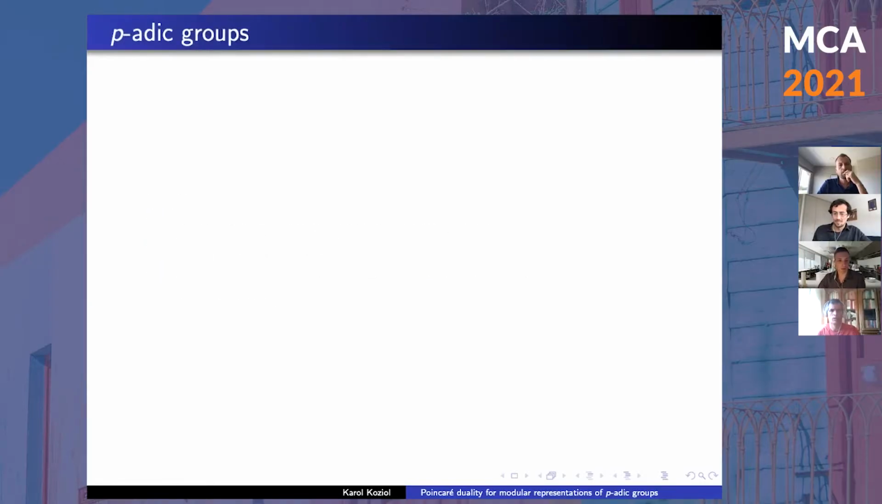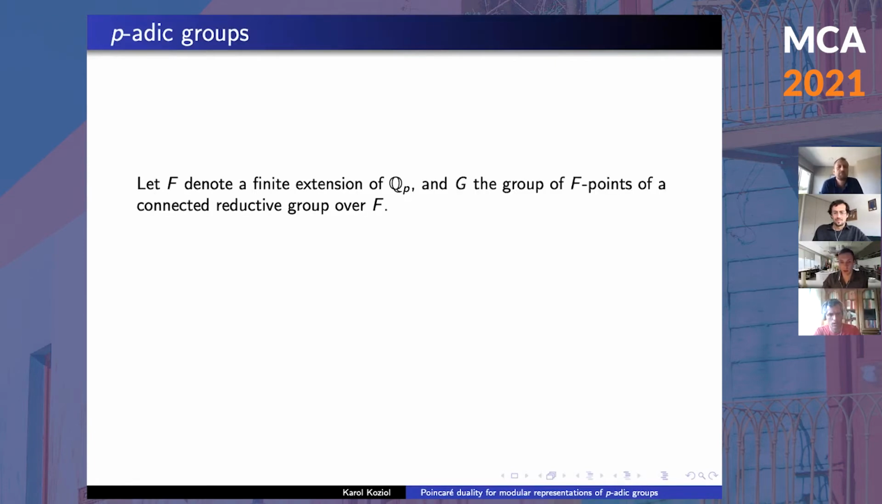So let me start with p-adic groups. For me, F is always going to be a finite extension of Q_p, and G is going to be the group of F-points of a connected reductive group over F. I'm sure everybody here knows these things very well, but let me start out very basic.